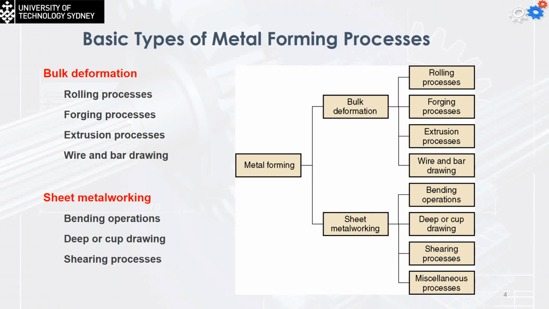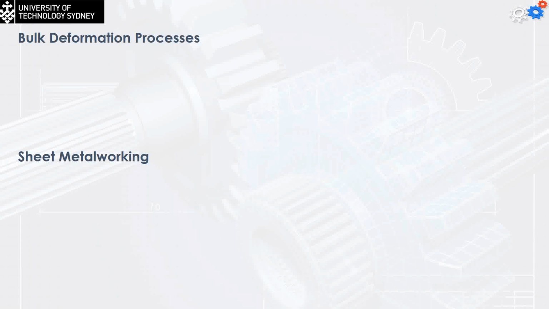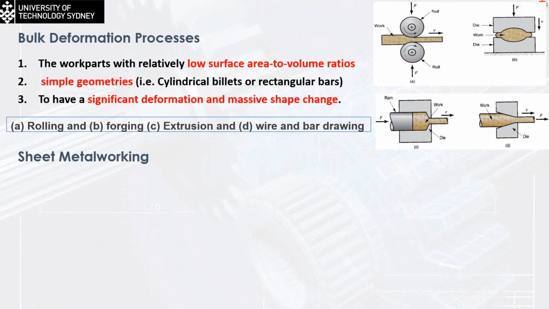For the bulk deformation processes, usually the work part has a relatively low surface to volume ratio. The volume is big, so when you divide the surface area by it, it's going to give a small ratio. Simple geometries like cylindrical billets or rectangular bars undergo significant deformation and massive shape changes when we apply the work force on them. And that's what we can see in the four processes we had here: rolling, where you can see a massive change in thickness, the forging process, the extrusion process, and the bar drawing process.